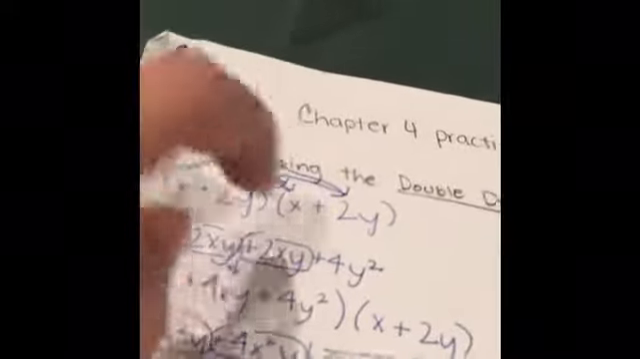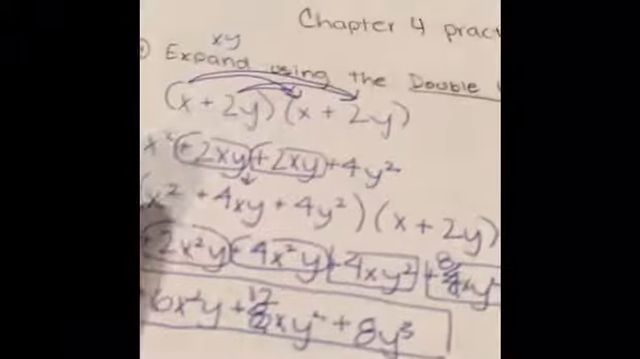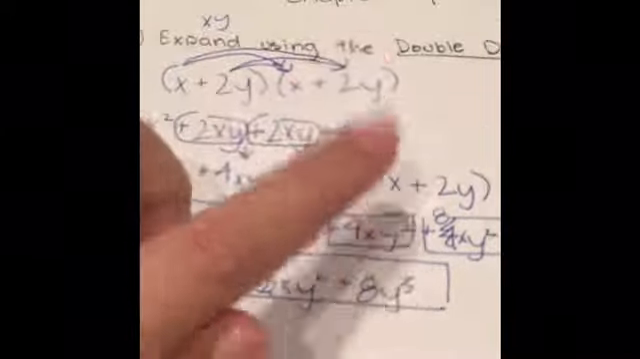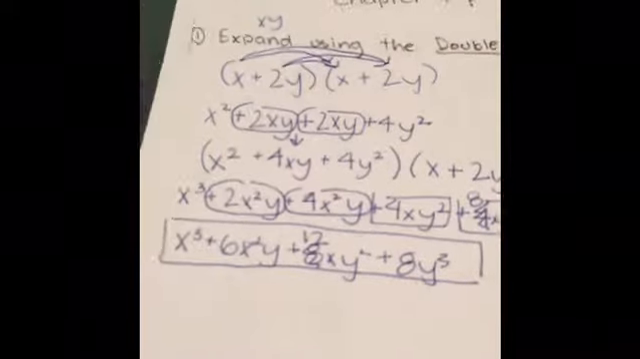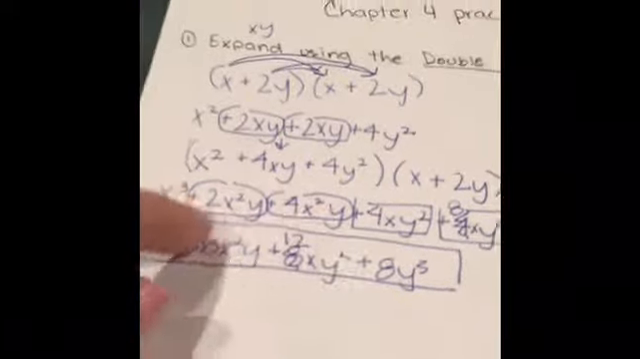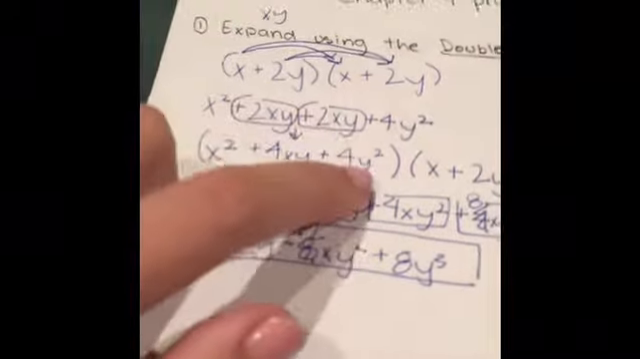So that means you do the x times the x, the x times the 2y, the 2y times the x, and the 2y times the 2y. Then you're gonna get x squared plus 2xy plus 2xy plus 4y to the second. These make 4xy, so you're gonna do x squared plus 4xy plus 4y to the second.